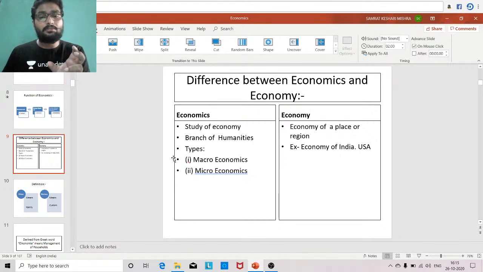Macro means we are talking about something big. Micro means we are talking about something small. Let's say I'm more individual. I am an individual, and you are talking about my demand and my supply.